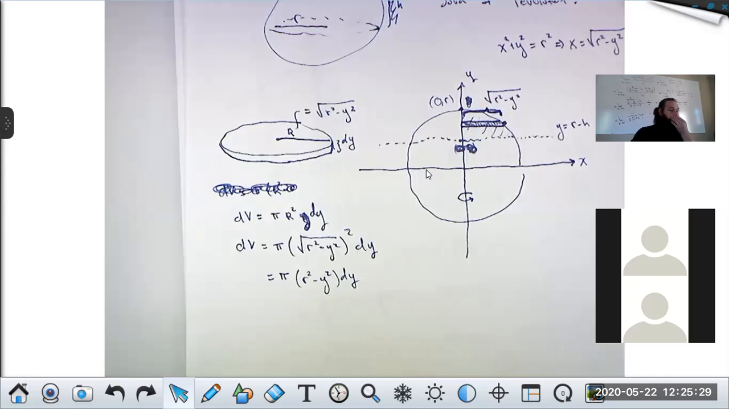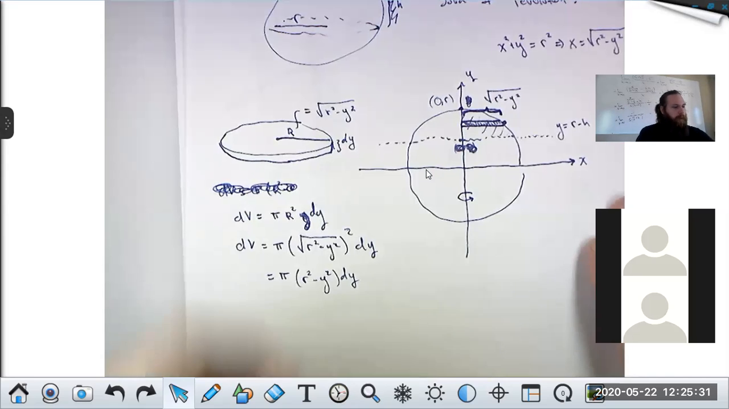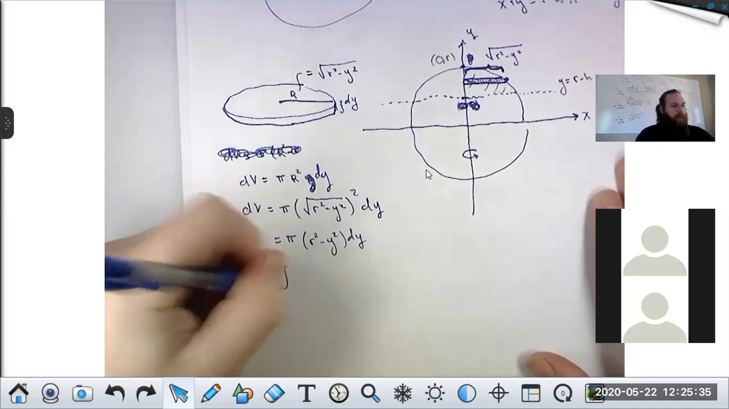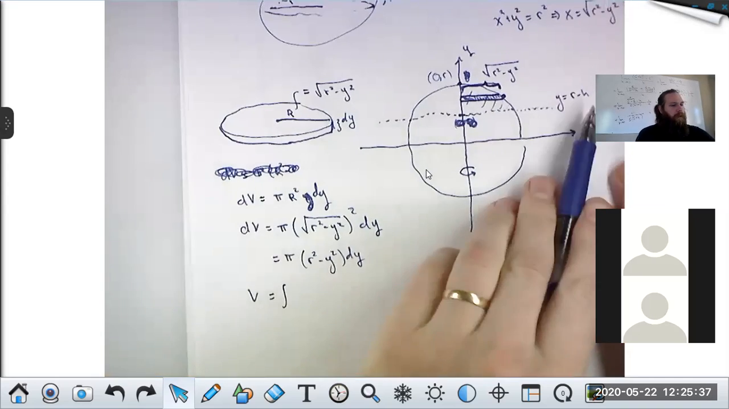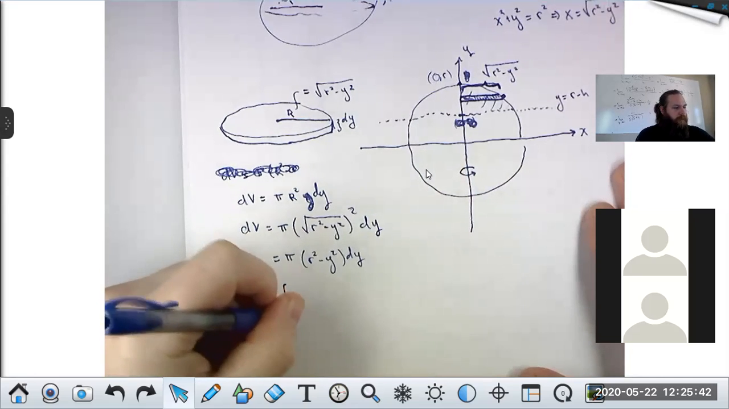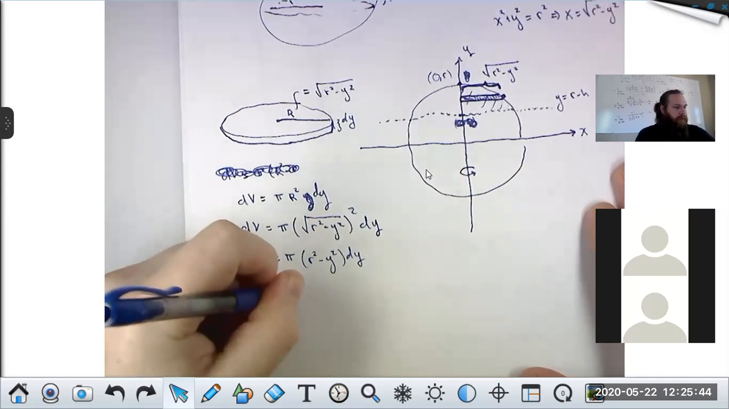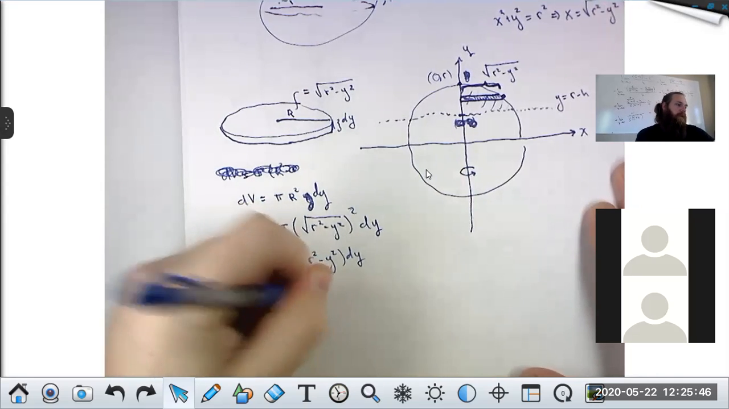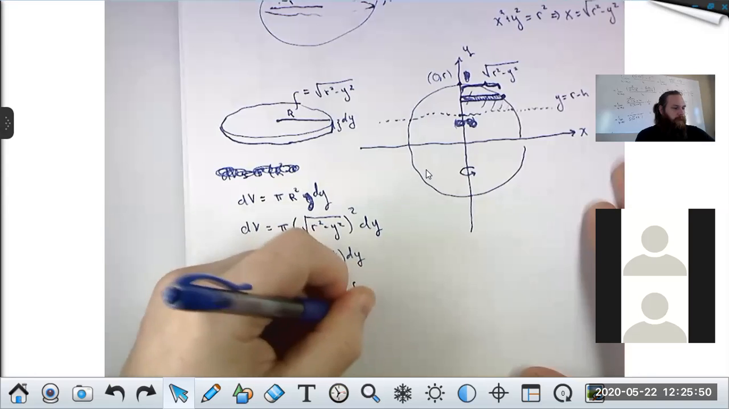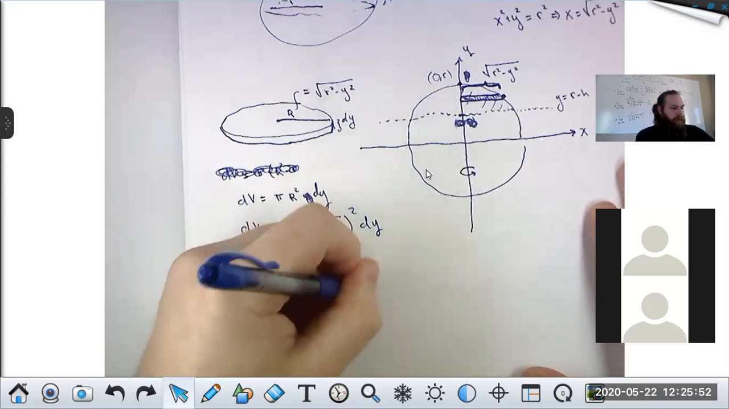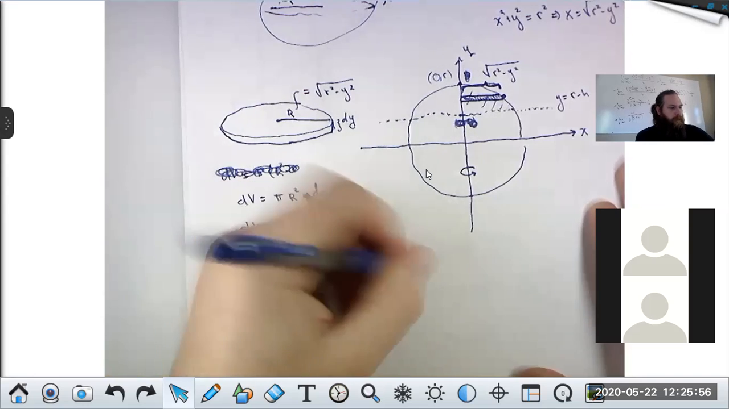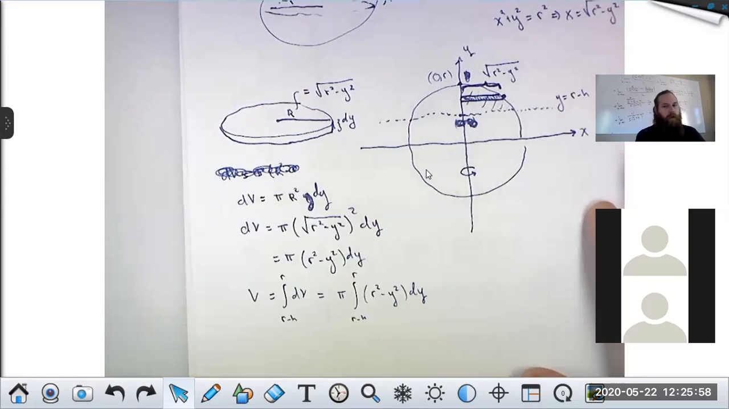Okay. So then, my volume is going to be the integral from r minus h to r of dV, and I can pop out the pi. Those are, of course, y values. And what's left in here is r squared minus y squared dy.